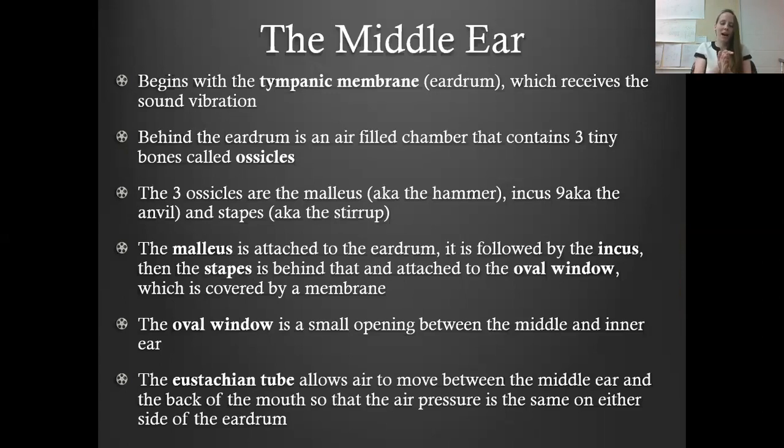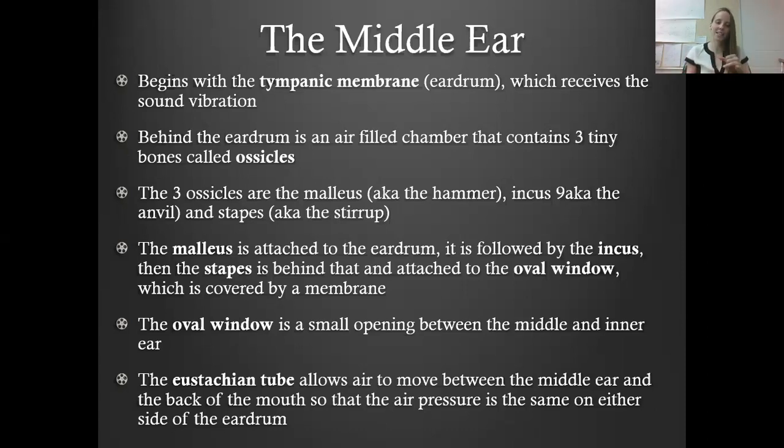And then behind the tympanic membrane, we have an air-filled chamber that has three tiny little bones in it called ossicles. One of them is attached to the eardrum, and then they're all attached in a chain, one after the other. We have the malleus, incus, and stapes, also called the hammer, anvil, and stirrup. You don't have to know their individual names, you just need to know that they're the ossicles.